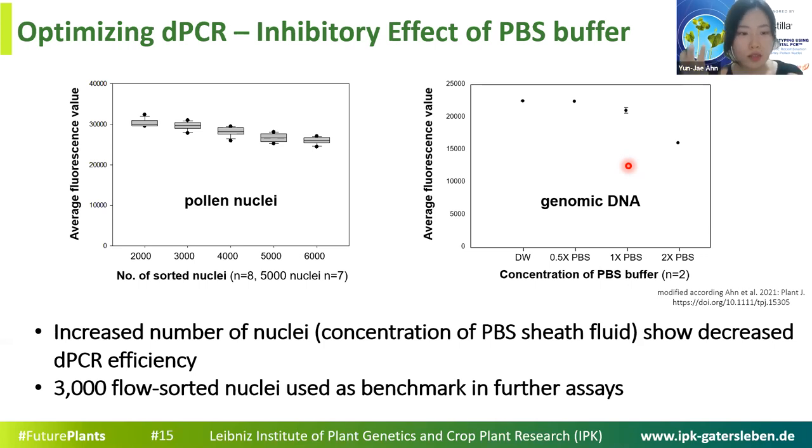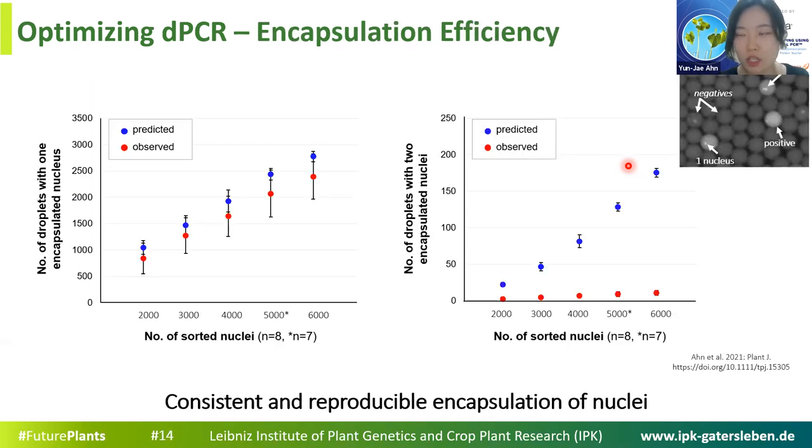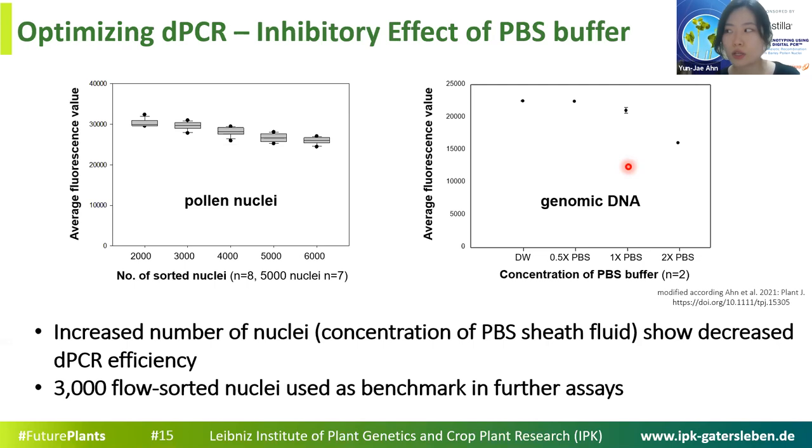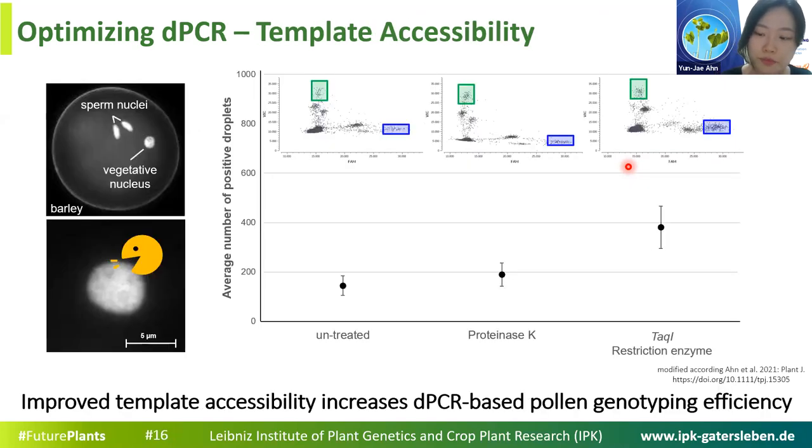So considering this inhibitory effect from PBS buffer, and also this encapsulation efficiency, and also considering the number of pollen nuclei that we can get from one flower and all these things, we concluded at this point to sort in 3000 nuclei in one chamber in all further assays. So this is how we initially optimized our setup.